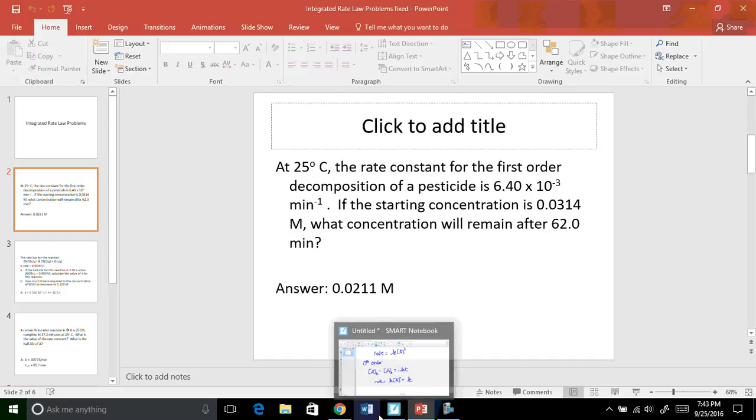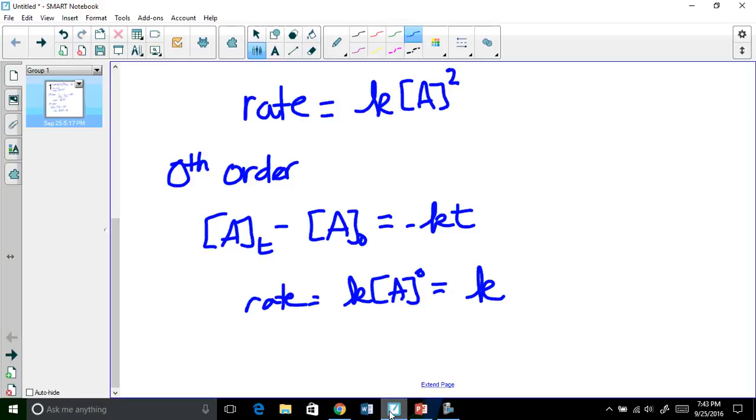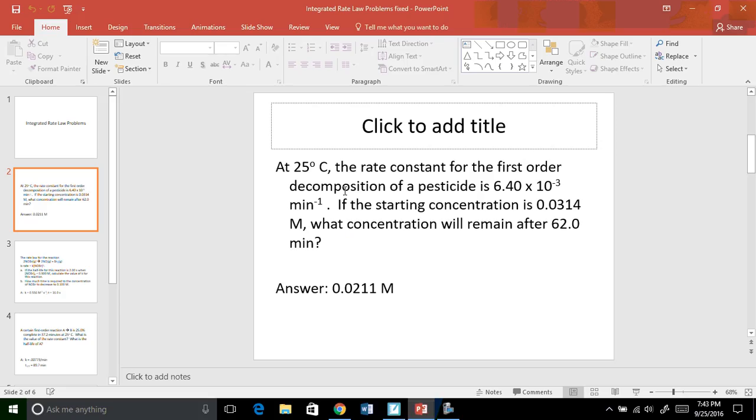So basically, we got to go back and forth. So here's what we're going to do. Oops, sorry. Let me go back. Most important thing, first order.